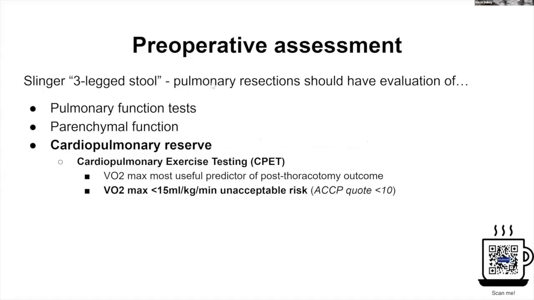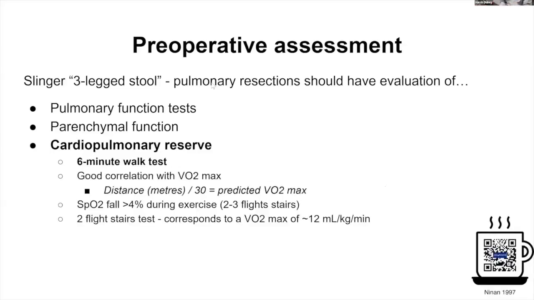And as has also already been mentioned, cardiopulmonary reserve is probably the most useful predictor of post-thoracotomy outcome. If we have CPET, then a VO2 max of less than 15 mL per kilogram per minute is probably where our cutoff for an acceptable risk is, although the American College quotes less than 10. Of course, it's time-consuming, expensive, and of limited availability, but luckily it correlates very well with a 6-minute walk test. So we can do a 6-minute walk test for our patients, with around half a kilometre, using the equation you can see on your screen, probably equating to a VO2 max of around 15 mL per kilogram.